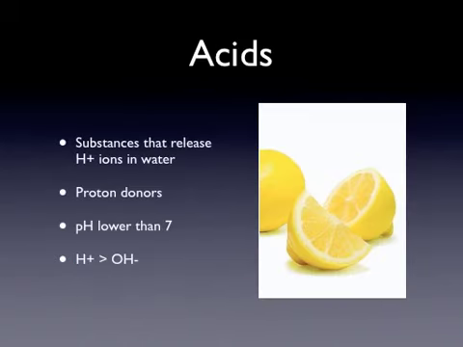Acids are substances that release hydrogen ions when they're put into water. They're proton donors, because that hydrogen ion is just a proton. They always have a pH lower than 7. And when we compare the amounts of hydrogen ions and hydroxide ions, we find that they have more hydrogen ions than hydroxide ions.